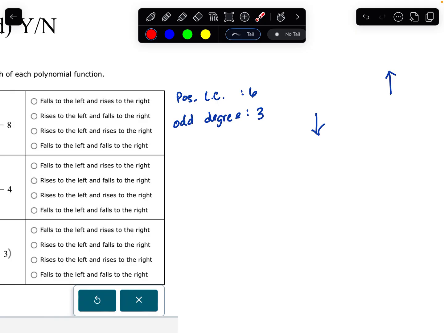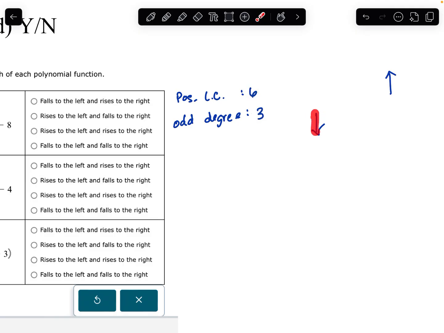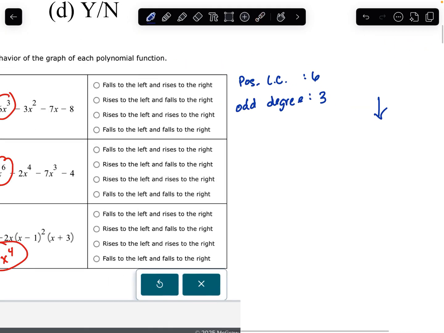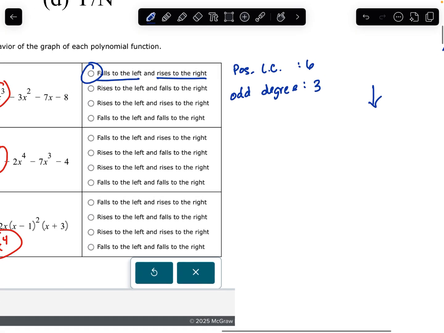So it all depends on the degree and the leading coefficient. Again, odd degree means they have to be going in different directions. Either one side's going to go up, one side's going to go down. And if it's a positive leading coefficient, that will tell me on the left side it's going down, and the right side is going up. Had this been a negative leading coefficient, so had this been -6, this would have been switched, where it went up on the left and down on the right. So this right here is going to fall on the left and rise on the right. So it's going to be that one.